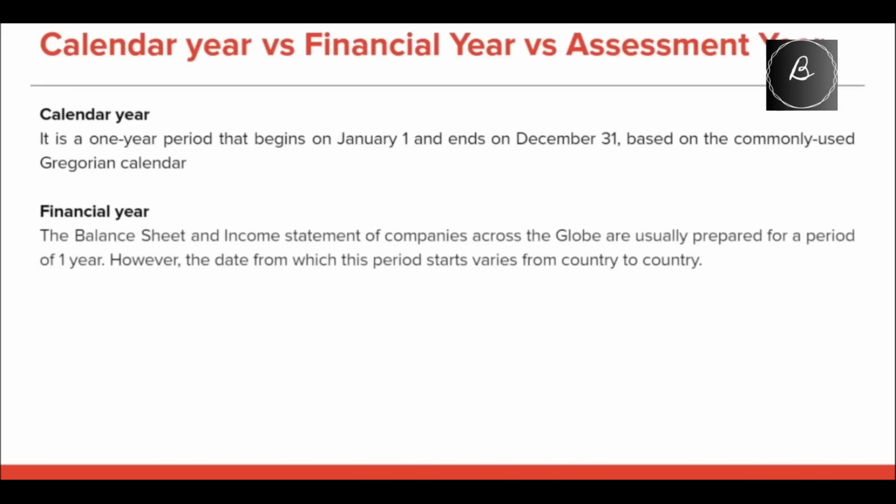Next is the financial year. The balance sheet and the income statement of companies across the globe are usually prepared for a period of 1 year. However, the date from which this period starts varies from country to country.